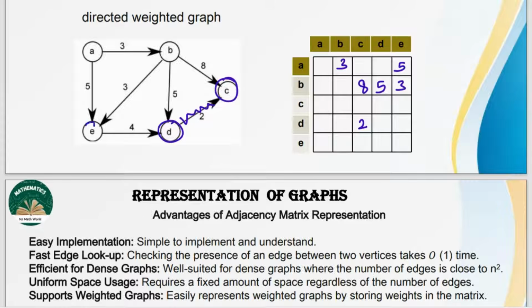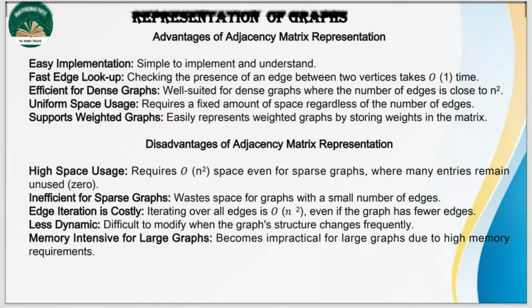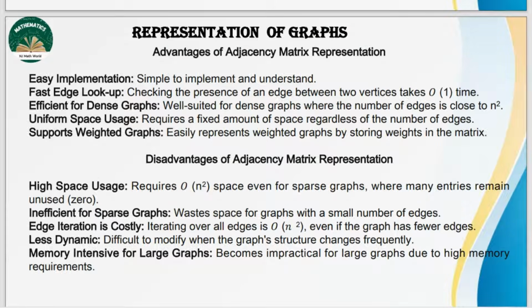Then we'll go for E. And E is going from E to D. It is 4. E to D is 4. Then we have just completed for all. The remaining will be infinity. If there is no line or edge which is going from one vertex to another vertex, then we'll write it as infinity. So this is a directed weighted graph.